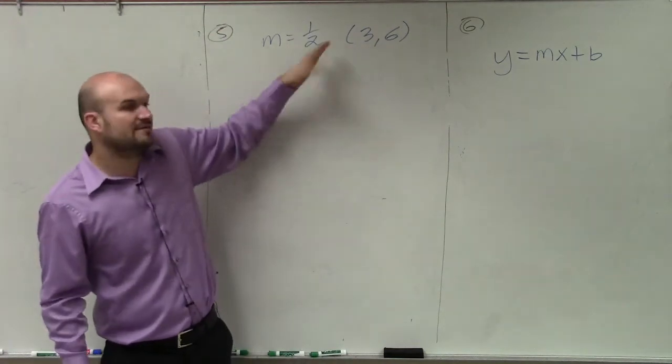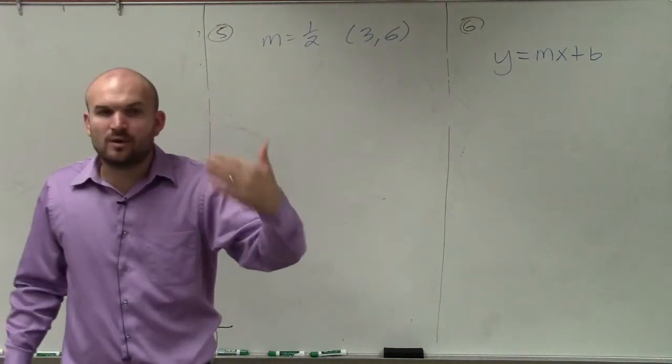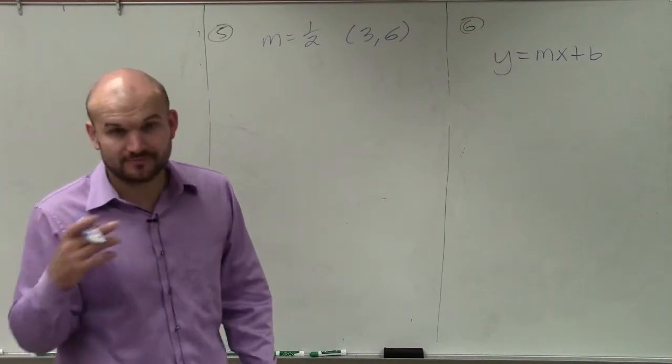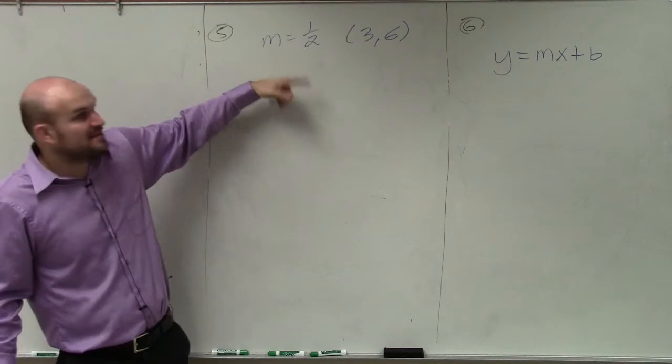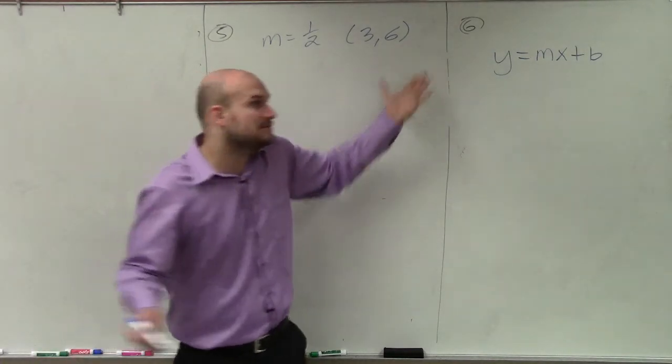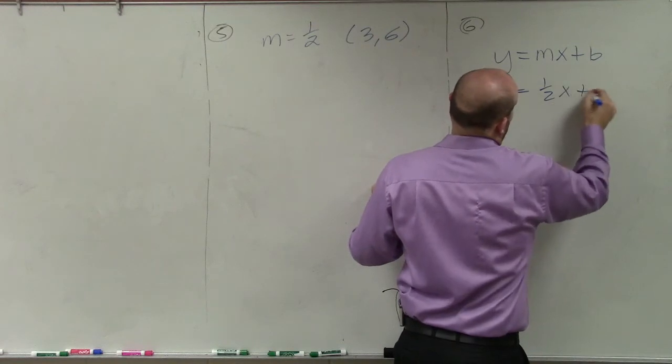So if I'm given the slope and a point, how can I identify what the equation is going to be? Yes, Nick? You're going to substitute it. Well, it's very obvious. If they tell us what m is, we can easily substitute in m, right? Very good. So y equals 1/2 x plus b.